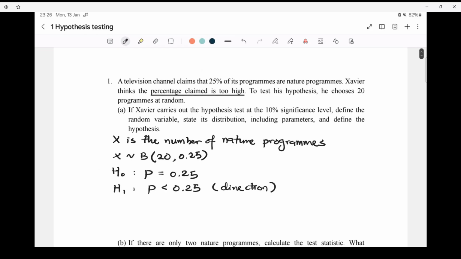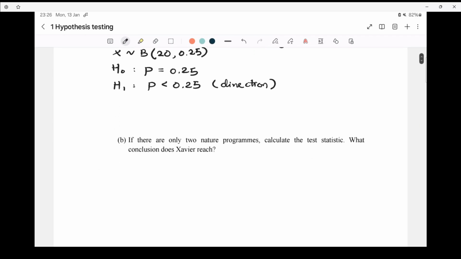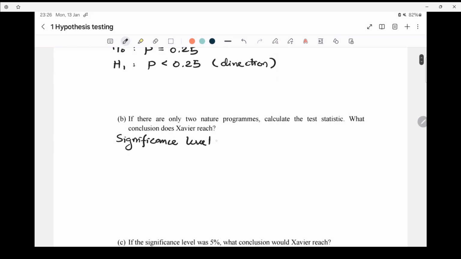So now the test is at 10% significance level. So this is what you need to remember. The significance level is 10%, or you can write 0.1. So now you need to test. Suppose there are only 2 natural programs.